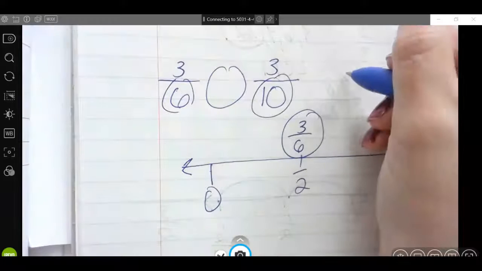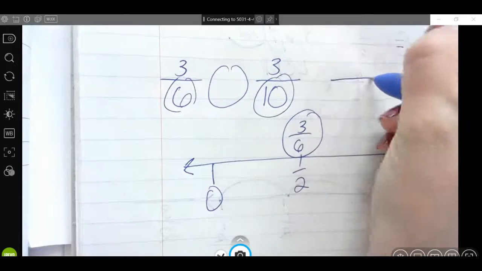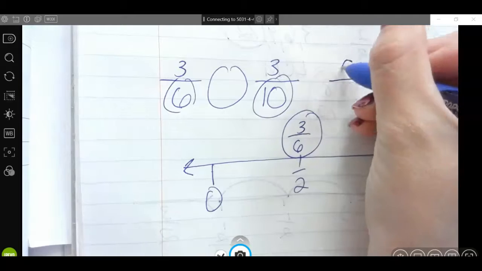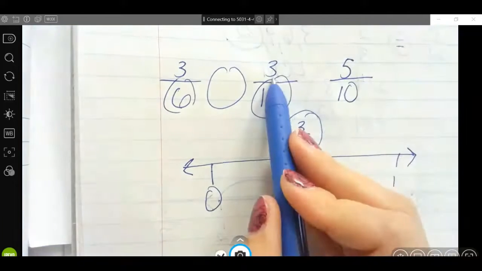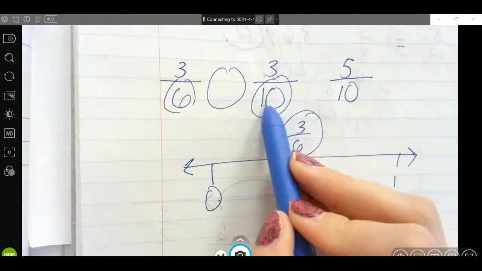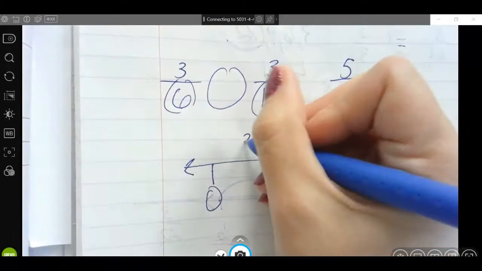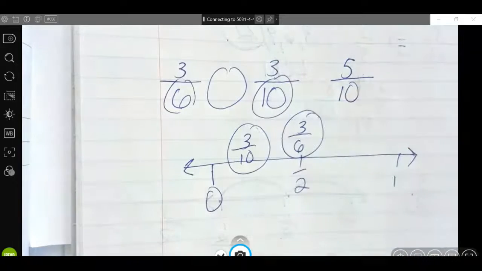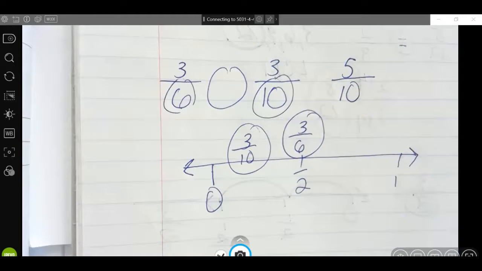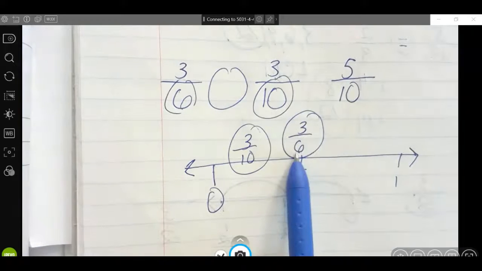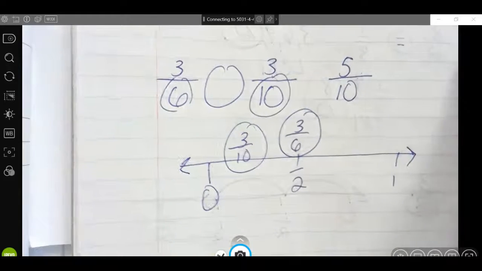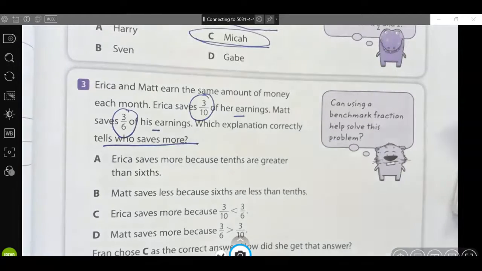What about 3/10? What's half of 10? 5. So the 3 is less than 5. So 3/10, is that greater than 1/2 or less than 1/2? Less. So I'm just going to put 3/10 here. So do we have to find a common denominator? Not in this case. We can easily just tell which ones are greater than or less than 1/2. So the person that saved 3/6 of their money obviously saved more money. So who was that? Matt.